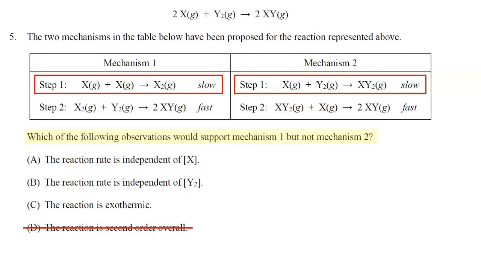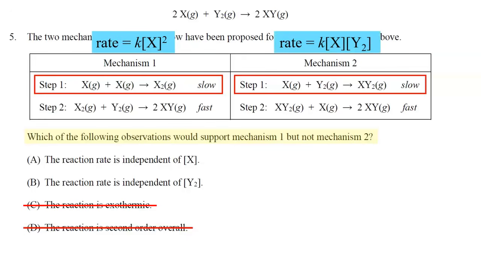And we don't have any information that would suggest energy is absorbed or released, so saying that the reaction is exothermic, that's not relevant to the comparison that we're making here. It has to do with the rate law. So the rate law for mechanism 1, based on the slow step, would be second order with respect to X, and the rate law for mechanism 2, based on the slow step, would be first order with respect to X and first order with respect to Y2. So there's the difference between the two mechanisms.